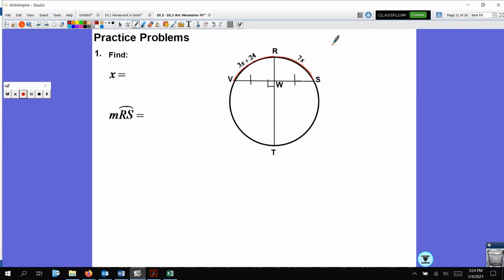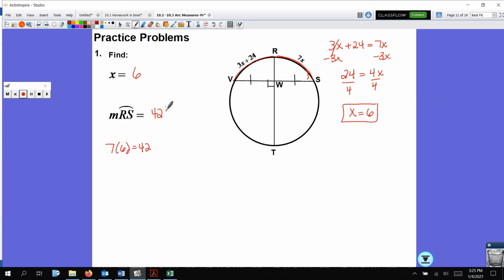So I can say 3x plus 24 is equal to 7x. Subtract 3x. 24 is equal to 4x. Divide by 4, and I get x is equal to 6. Fantastic. We did it. Now it wants us to find the measure of arc RS. RS is right here, so we're just going to plug in 6 here. So 7 times 6 is 42, so it's 42 degrees.